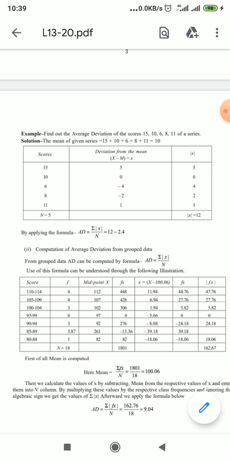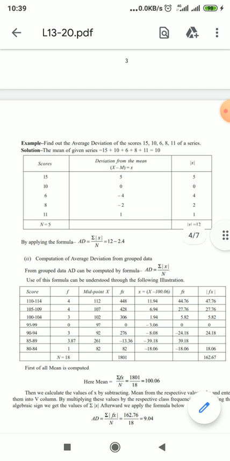After computation, the whole sigma fx value is 1801. Now you can calculate the value of mean. We know from the formula, mean is sigma fx by n. Here the value of sigma fx is equal to 1801 and the value of n is equal to 18. After calculation you get the value of 100.06. So this is the mean.